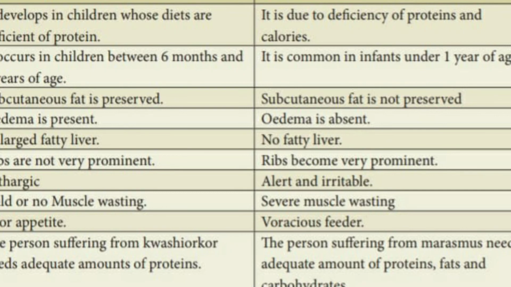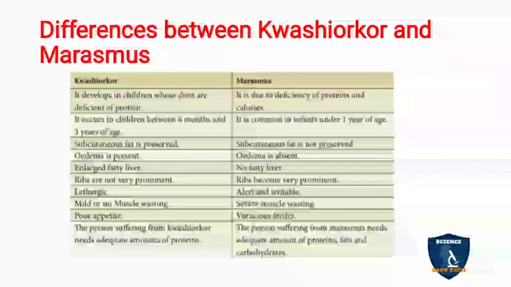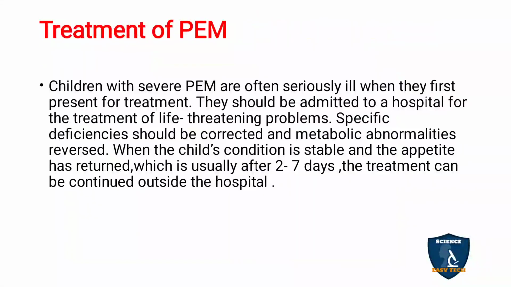Next, the person suffering from Kwashiorkor needs an adequate amount of proteins, but the person suffering from Marasmus needs both proteins as well as fats, carbohydrates, everything the child will be needing. So this is the difference between Kwashiorkor and Marasmus. Next, treatment of protein energy malnutrition.